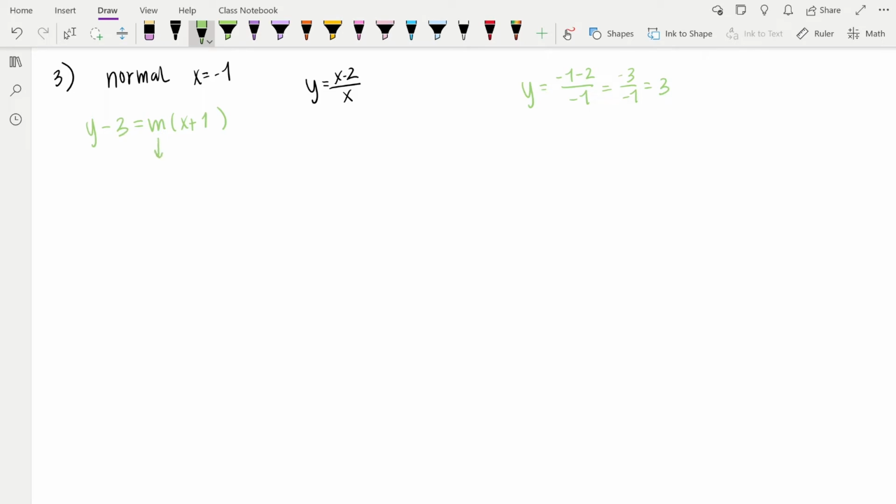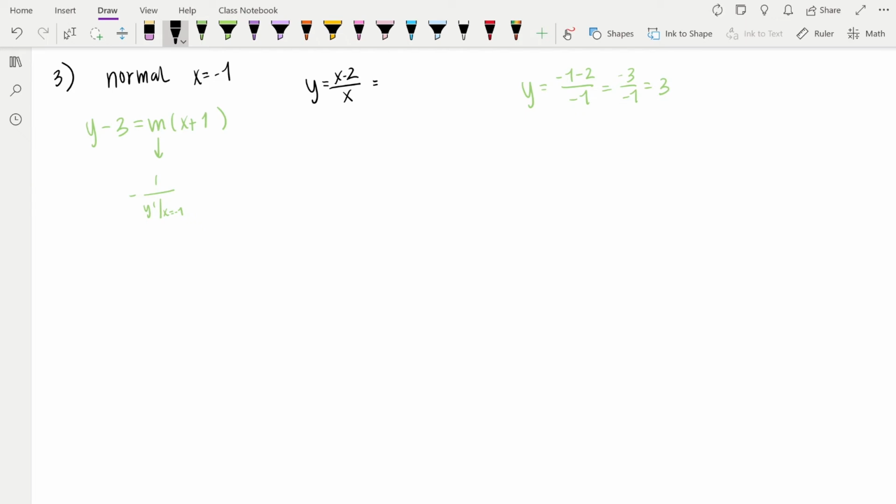And this m is -1 over y prime when x equals -1. If we take the first derivative, it's the gradient of the tangent, but the tangent is perpendicular to the normal, so the gradient is going to be the negative reciprocal. For anybody who is not my student watching this, gradient is the UK version. In the US, you would say slope. So we need to take this derivative, y prime or dy/dx.